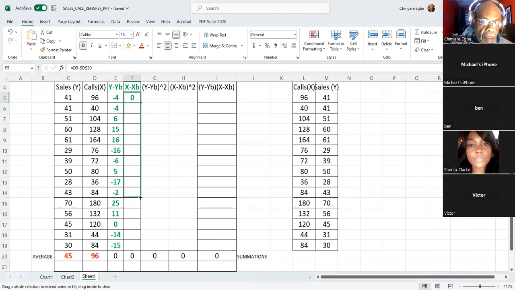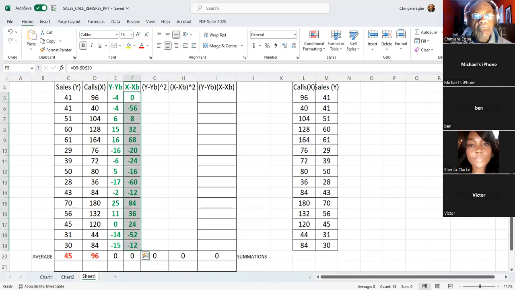And you drag it down to the end, and the sum must always be 0. All right. So now what happens next is you take Y minus Y bar squared, and you also calculate X minus X bar squared. You also need Y minus Y bar times X minus X bar. But let us do Y minus Y bar squared first.